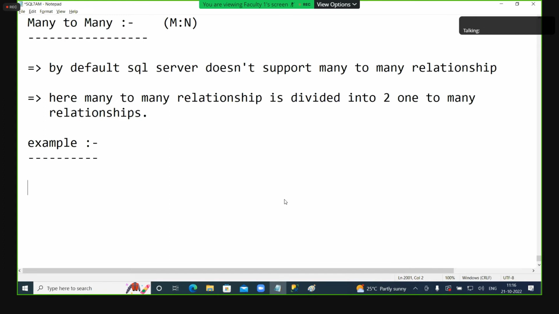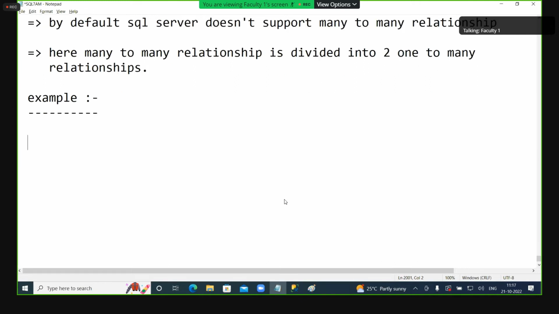So one customer can purchase many products. One product can be purchased by many customers. So the relationship between product and customer is what? Many to many. Yes or no? Okay.